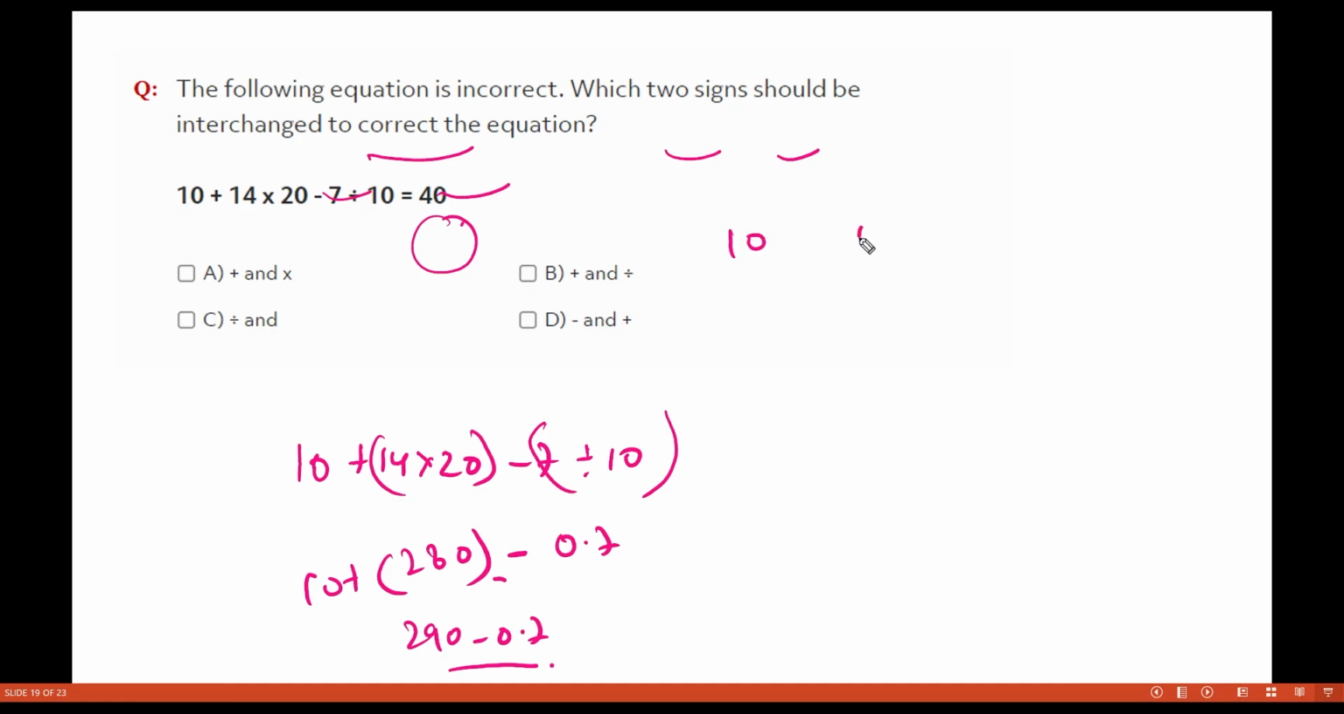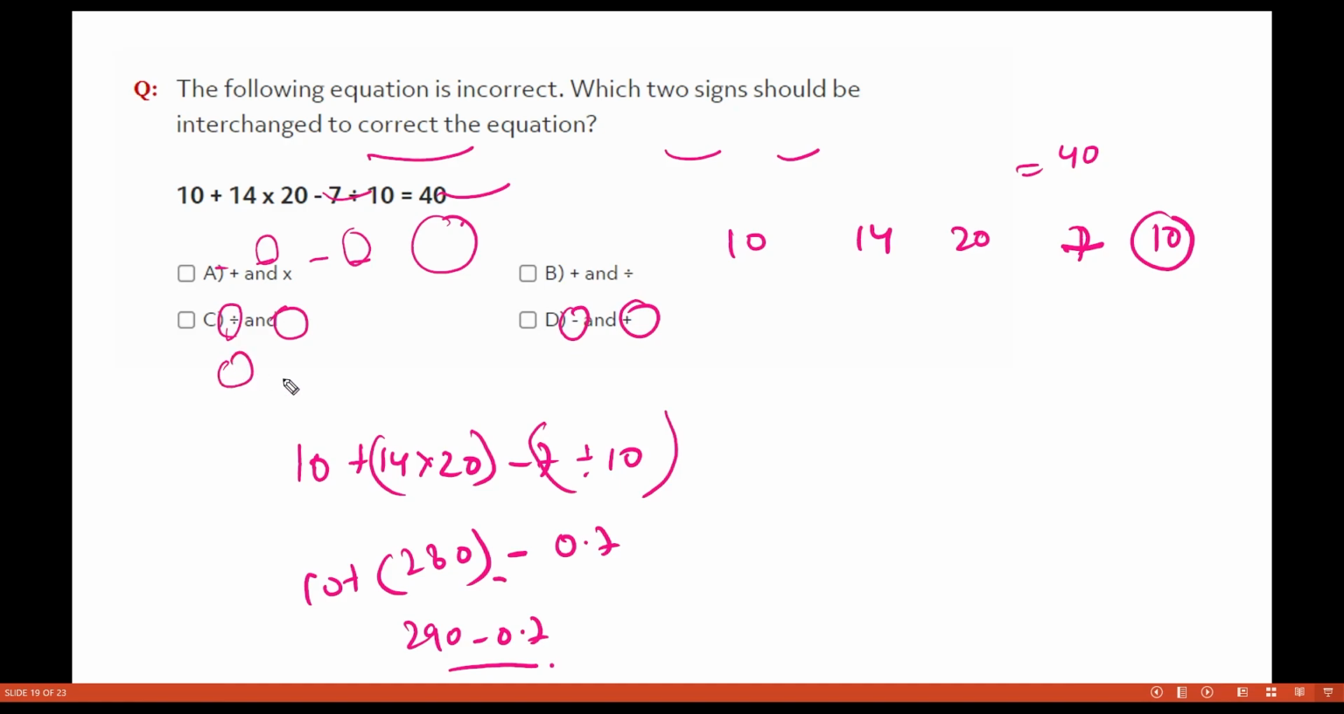Okay, so we have 10, 14, we have 20, we have 7, and we have 10. So we need to make this equal to 40. What we can use, we can use plus, we can use minus, we can use division, we can use multiplication. Now see, most probably division and multiplication is wrong. So addition and multiplication is the option, addition and division is the option, division and multiplication should be, and minus and plus is the option.